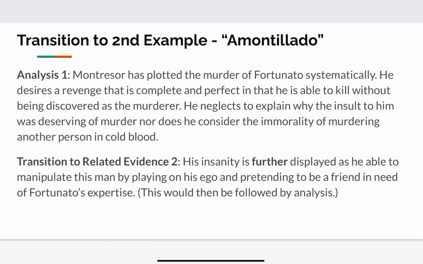So basically what we have with analysis is after every quote, we have to explain to the reader what it shows. And what does it show? It shows whatever's in the topic sentence. So we have this very clear, organized way of explaining the meaning of whatever it is that we're talking about.